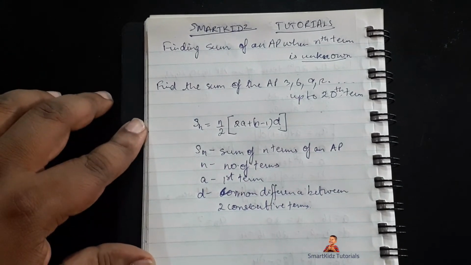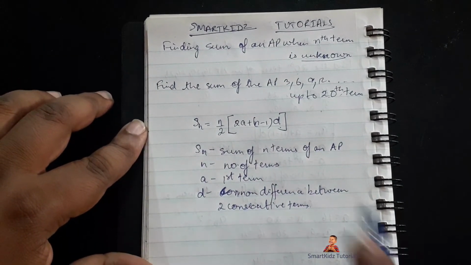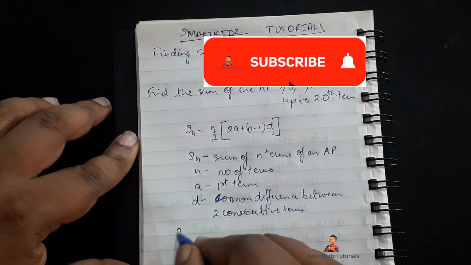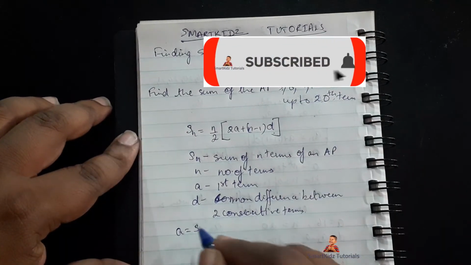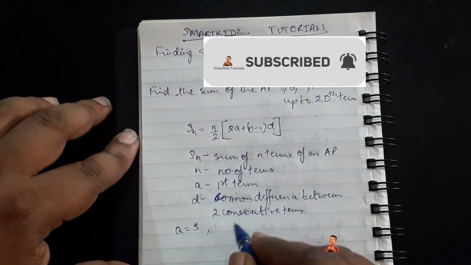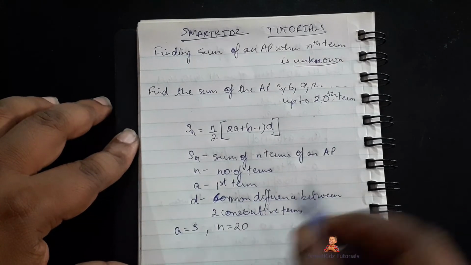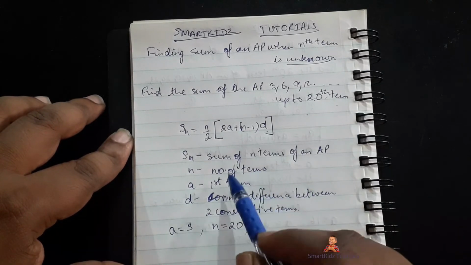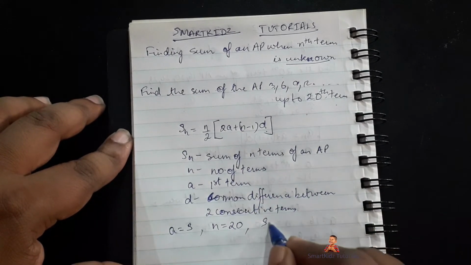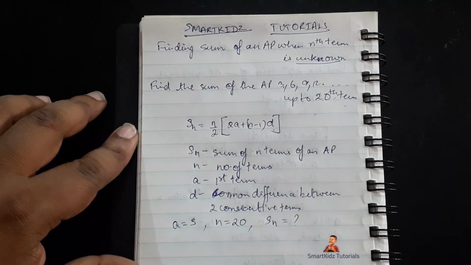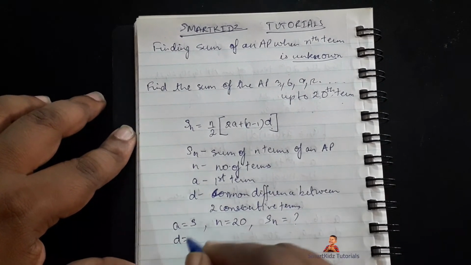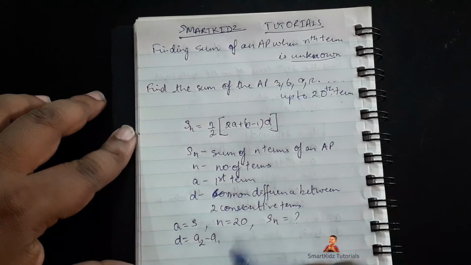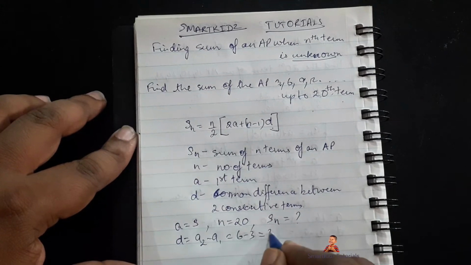Now that we know what each one stands for, let's see what these values are from the problem that is given to us. So from here we can easily say that a is equal to 3 as the first term. Then we have been given n equal to 20 because we are asked to find up to the 20th term. Next we can say that Sn is what we are asked to find out, so I'll put a question mark over there. d is the common difference. I'll take a2 minus a1, the difference between these two terms, so that would be 6 minus 3, and we get the common difference is 3.